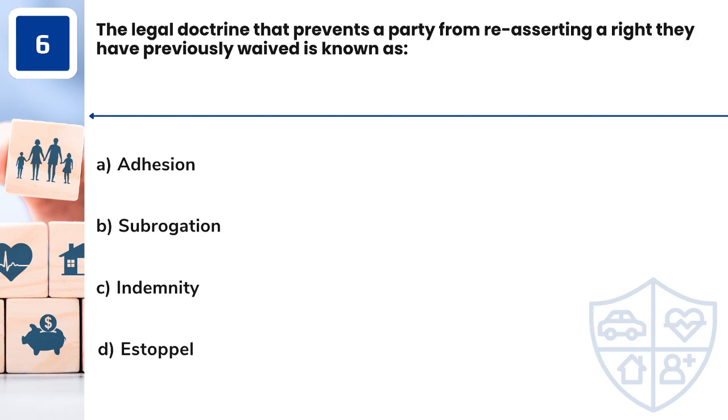Question 6. The legal doctrine that prevents a party from reasserting a right they have previously waived is known as A. Adhesion, B. Subrogation, C. Indemnity, D. Estoppel.